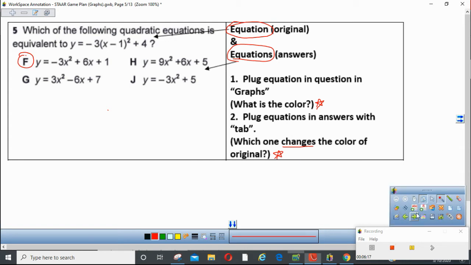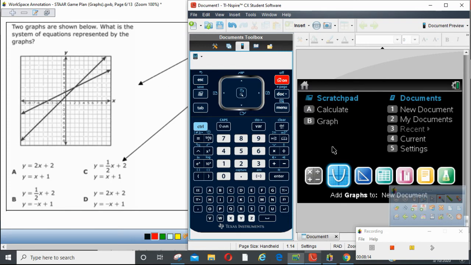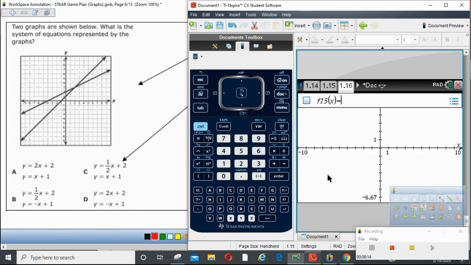Okay? All right, so here's another one where we see a graph. Well, it's 2 lines. So we see 2 graph lines, but we also see 2 equations. So all we're doing is typing these in and matching. And so we'll go start a brand new graph. Always start a brand new graph.